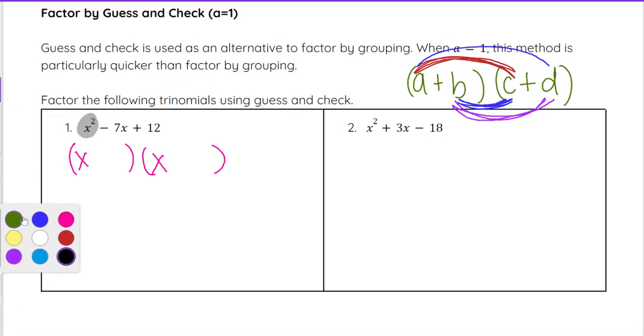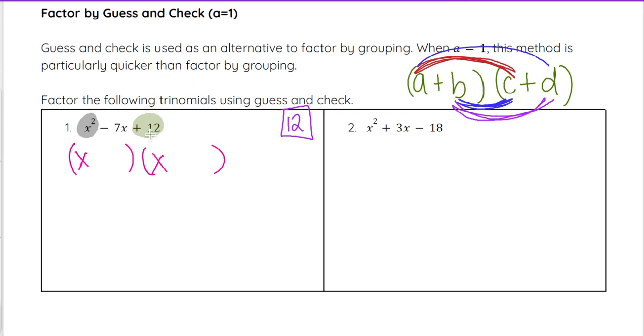Then I'm going to look at the end, at that constant. I personally would ignore the plus sign for now, just look at the number itself, 12. So think about the factors of 12. We want 2 numbers that can go at the end of each parenthesis, like the b and the d here, and multiply together to give you that 12. So factors of 12 are 1 and 12, 2 and 6, and 3 and 4.